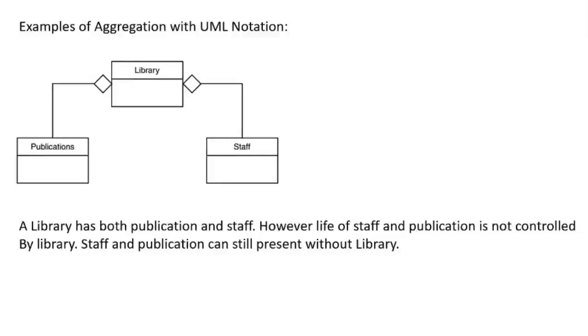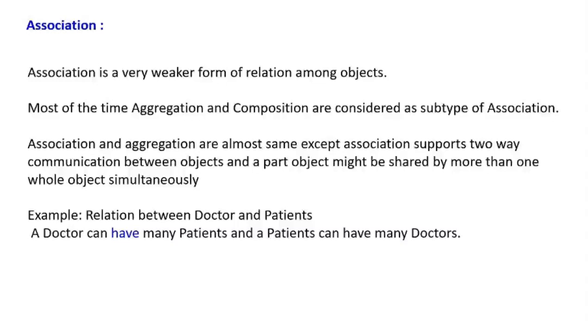So hence, library is also an example of aggregation. A library has both publications and staff. However, the life of staff and publications is not controlled by the library anymore. Staff and publications can still be present without the library.